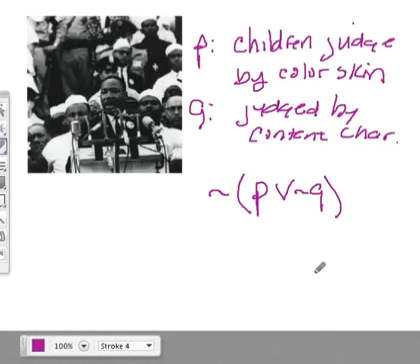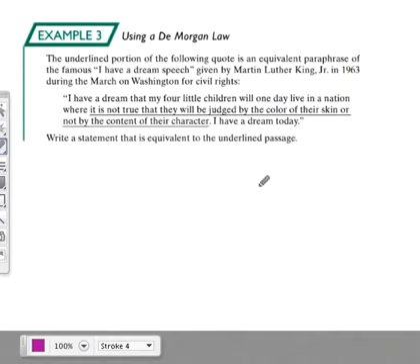Can we use logic to interpret or apply his statement? We could use De Morgan's law, which would be what? Not P and not Q, because we negated those statements. Let's see if that makes sense. So here's my understanding of what he said. It is not true that they will be judged by the color of their skin or by the content of their character, okay? And so really, what was he saying? What he was saying was, I dream of a time that they will not be judged by the color of their skin, but by the content of their character. I think that's a really interesting application of De Morgan's law.